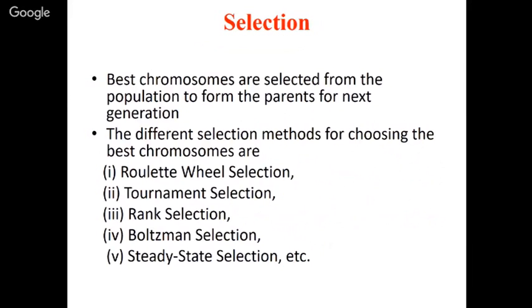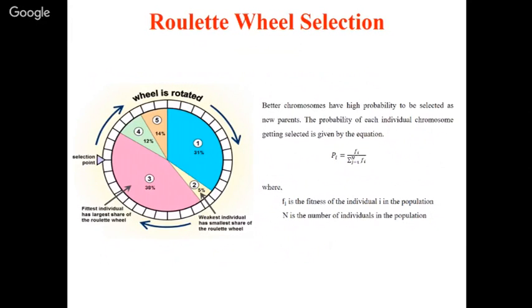You have a tournament. You make 2 parents fight, and whichever parent wins is the best. That is the tournament method. Or you have roulette wheel, which is a common method used. I'll tell you about it next. Rank selection is there, Boltzmann, many methods are there. MATLAB uses roulette selection.